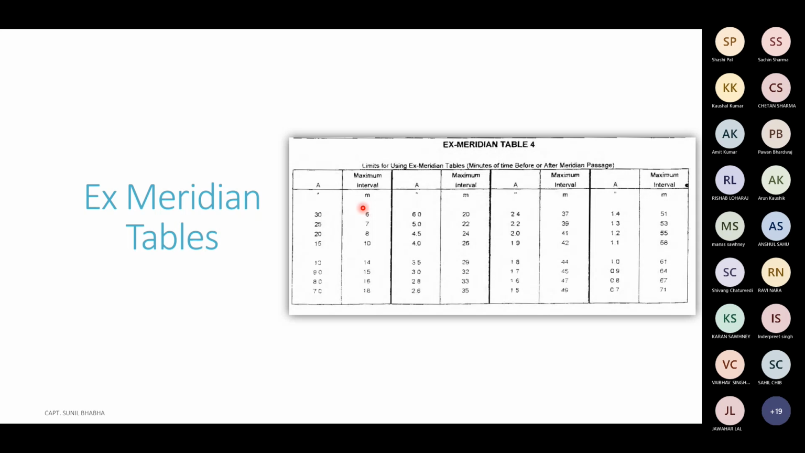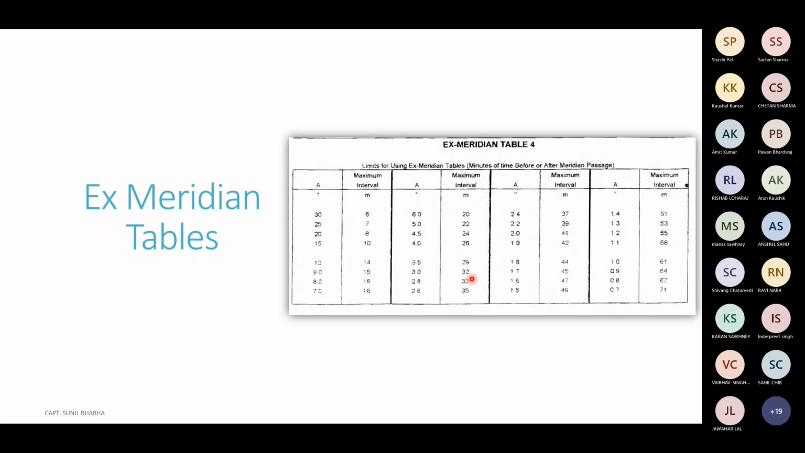So let's try to find out the limit for our example. We had the factor A as 2.96. So you see it starts with 30, 15, 10, 7. Go in the next column: 6, 5, 4, 3.53, 2.8. Now the value nearest to our value of 2.96 is 3.0. So 3.0 gives us a limit of 32.